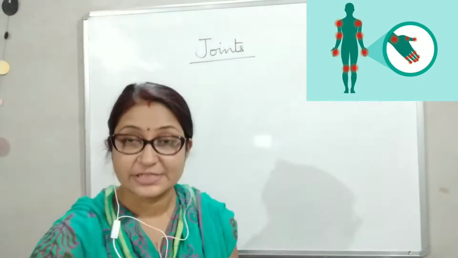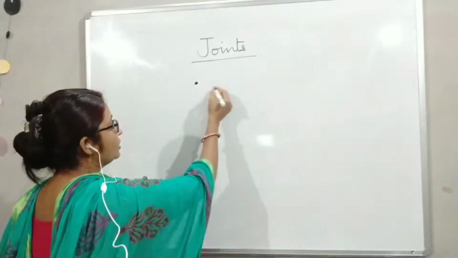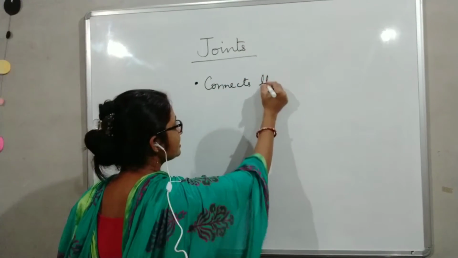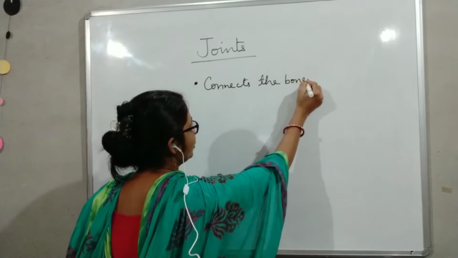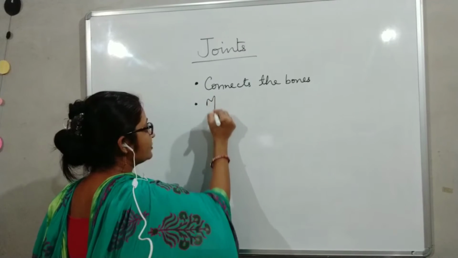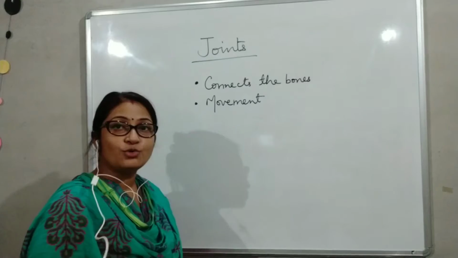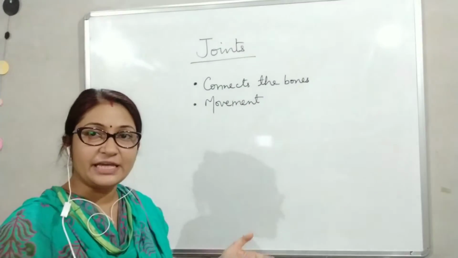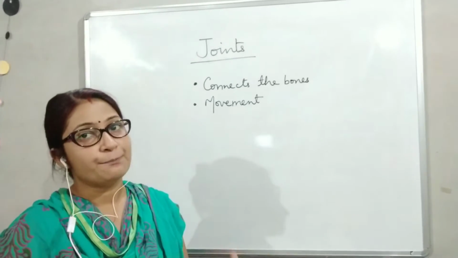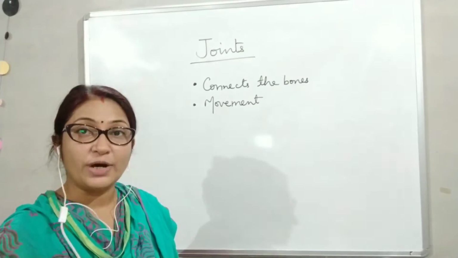What are the functions of a joint? First, it connects the bones. And secondly, it gives movement. With the help of these joints, anyone can move their different body parts or different bones. So let's learn about these joints one by one.